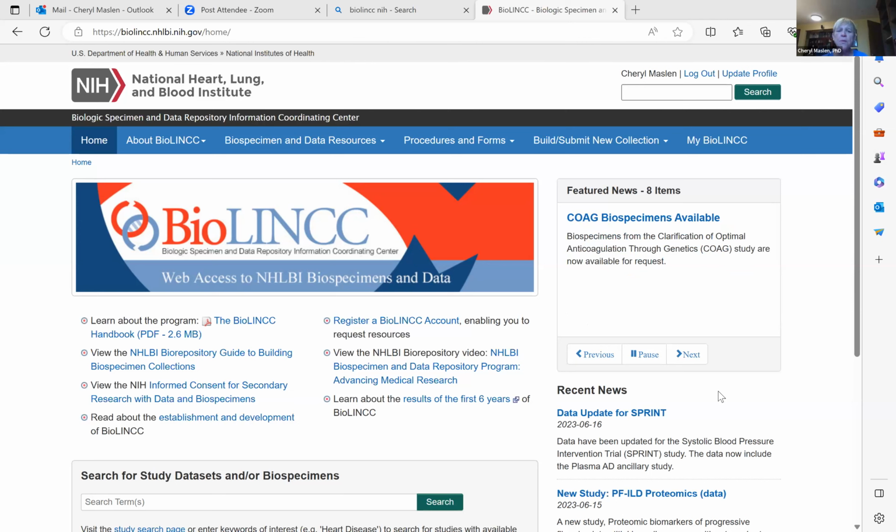So stepwise, let's walk through how this works. So number one is that when you look for BioLINCC, you can just Google BioLINCC, and it will be at the top of the page. But if that doesn't work, it's at biolincc.nhlbi.nih.gov. And that pulls up this homepage for BioLINCC.